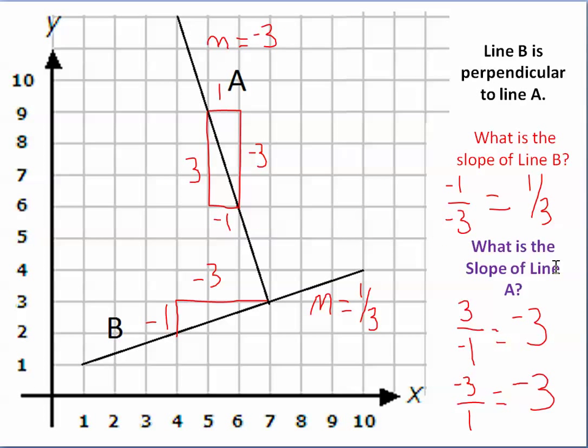So if we go back and we look at the other one, we see that in this case B had a slope of positive 1/3, and A was a -3.